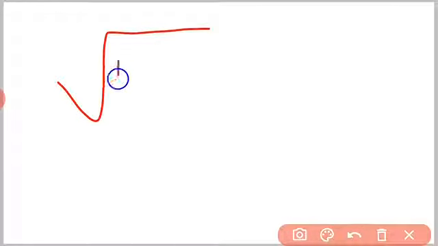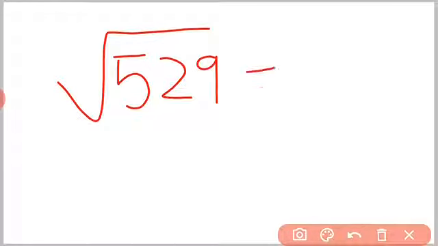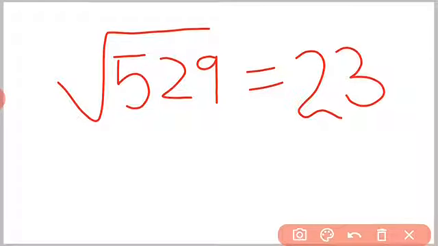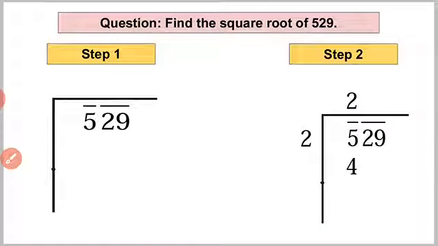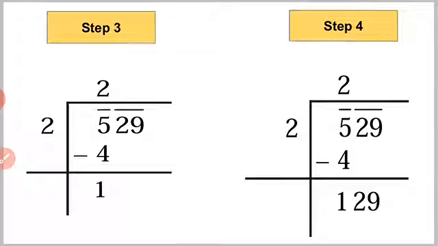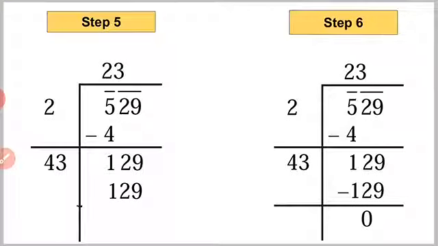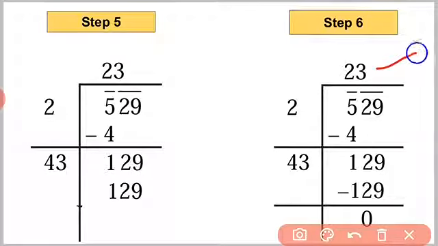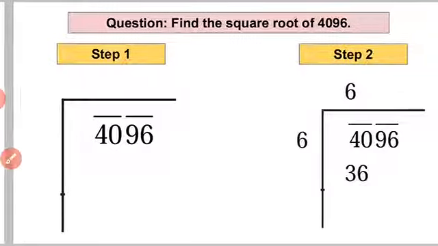So the square root of 529 is 23. So these are the steps. We have done this step by step. See, here we got the quotient, and whatever is the quotient is the answer for the given perfect square. It is the square root of 529. Let us take another question.